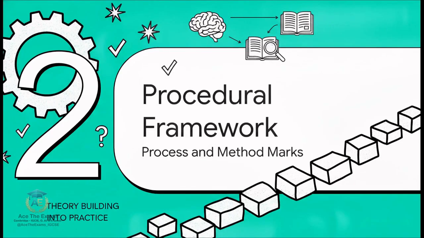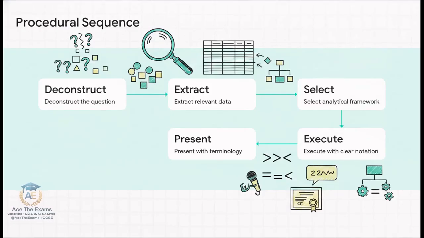Section 2. The procedural framework. This is where theory meets practice. To capture what examiners call method marks, you must follow this exact sequence on screen. Examiners award these crucial marks for demonstrating your process, not just spitting out a final result. First, deconstruct the question. What is the command word asking you to do? Second, extract the relevant data from the provided texts or tables. Third, select your analytical framework. Many top students structure their answers using something like a PEAL framework: point, evidence, explanation, link. Fourth, execute your analysis using very clear notation with your comparison operators. And finally, present it with the correct terminology.